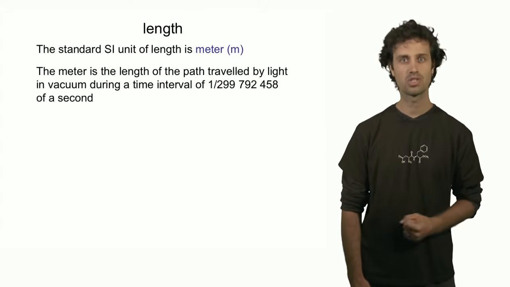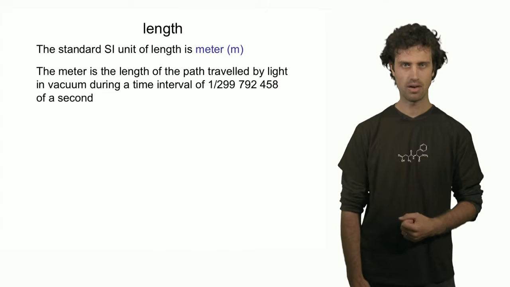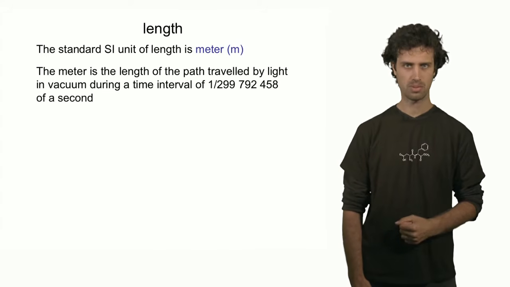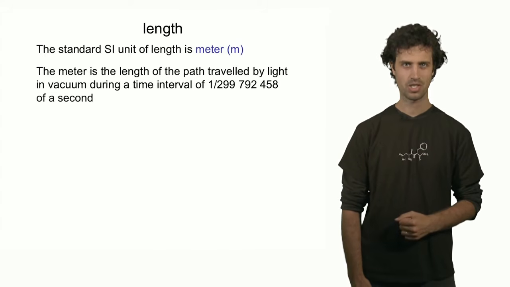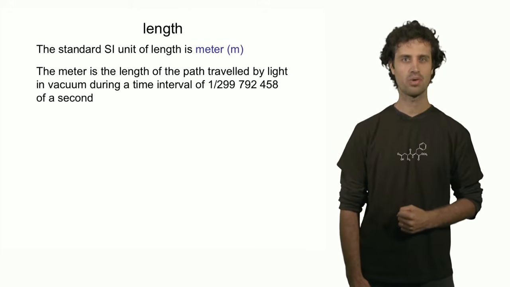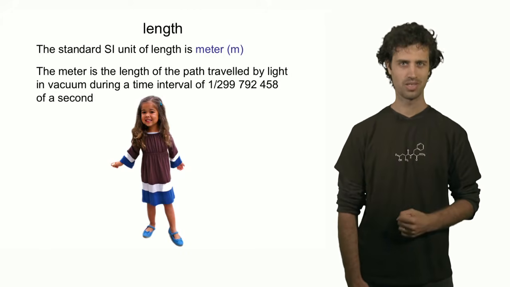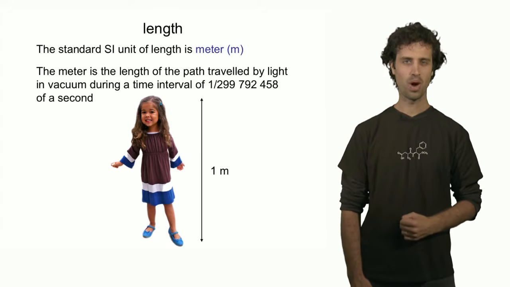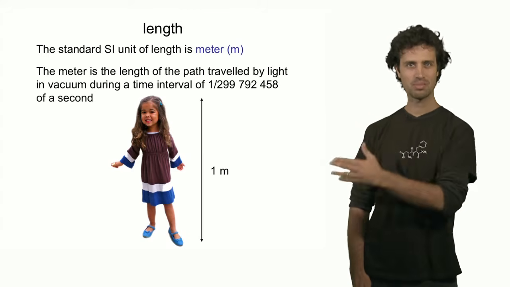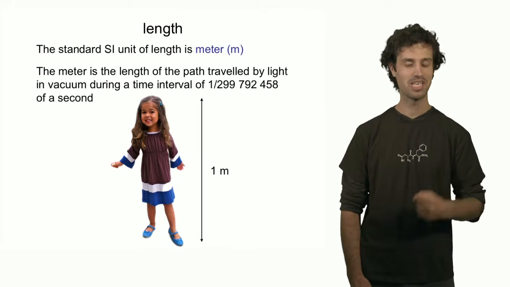Yet, it is important to have an intuitive understanding of how long a meter approximately is. So, instead of this definition, I give you another definition. This is my daughter Selah. She's 4 years old, and she is approximately 1 meter tall. A much less precise definition, but practically very useful.